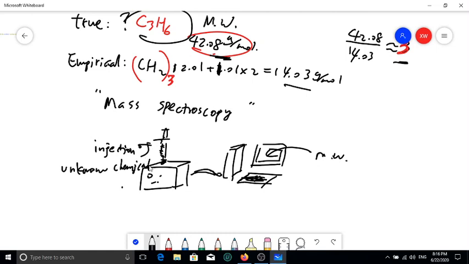Alright, so this concludes, well, basically this is the complete story about the empirical formula and what's the purpose of doing it.